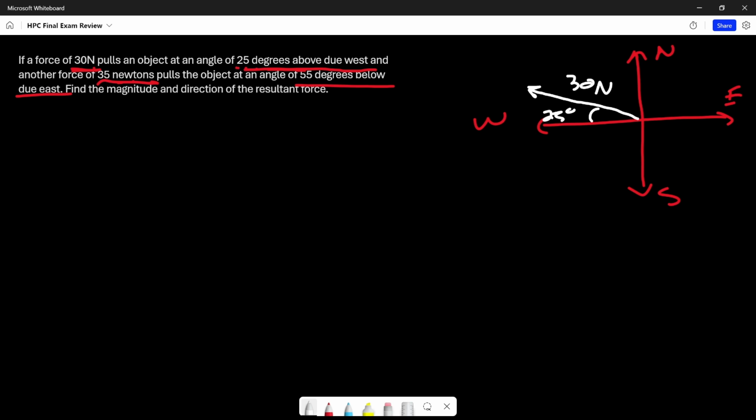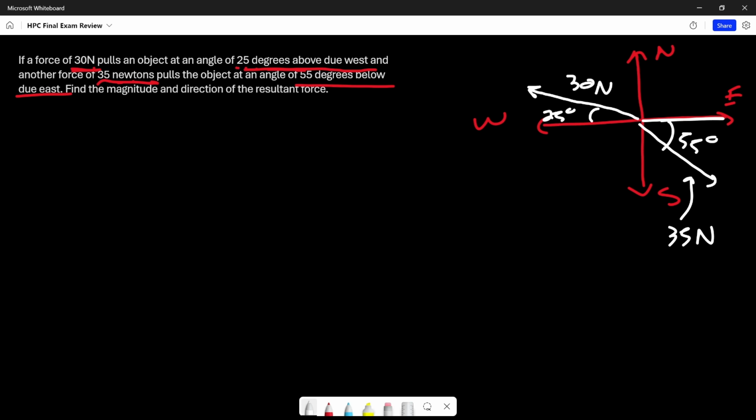And our second force, which is right here, is 55 degrees below due east. So due east is right here, and we just go 55 degrees below that, something like that. This is 55 degrees. The magnitude of this vector over here is 35 newtons.